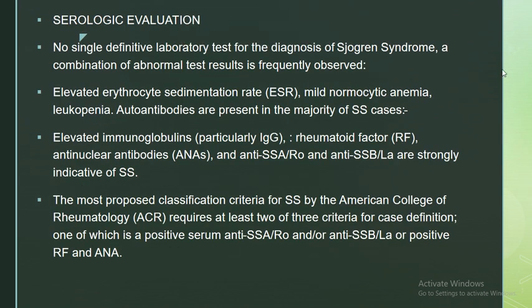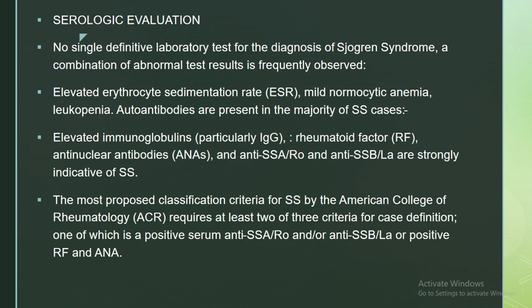Now for serologic evaluation: there is no single definitive laboratory test for the diagnosis of Sjogren's syndrome, but a combination of abnormal test results is frequently observed. The first indicator of an inflammatory condition in the body is the ESR. Of course, it will be elevated. Mild normocytic anemia, leukopenia, and autoantibodies are present in the majority of Sjogren's syndrome cases.